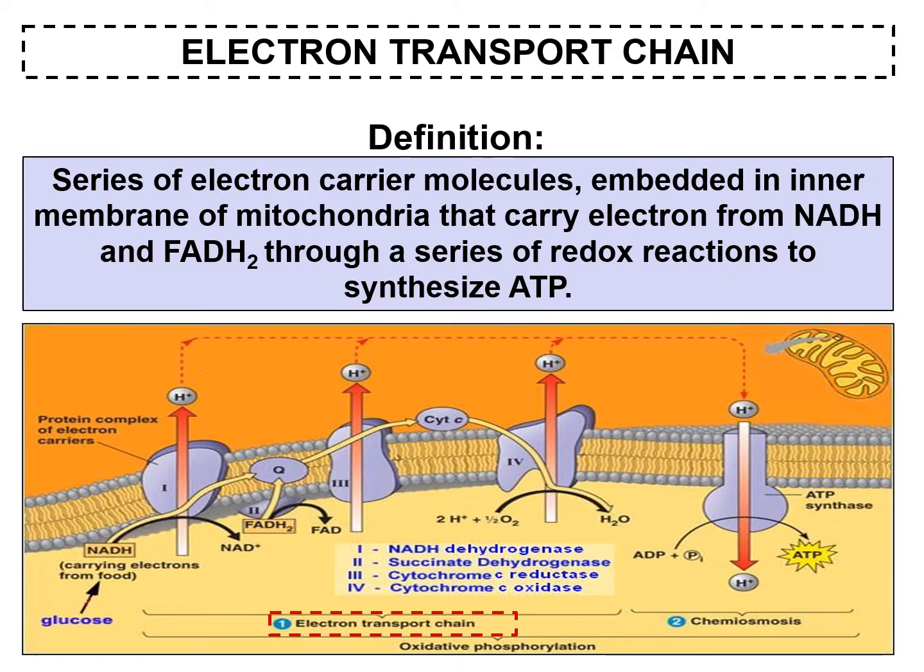So what is the electron transport chain? It is a series, do not forget the word series, of electron carriers, because the electron will be moving from one molecule to another molecule to the next molecule in the chain. So it involves electron carriers. These are all electron carriers embedded in the inner membrane of the mitochondria that carry electrons from NADH, starting from here or from here, through a series of redox reactions to synthesize ATP.